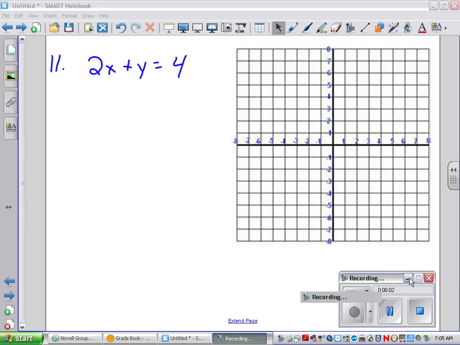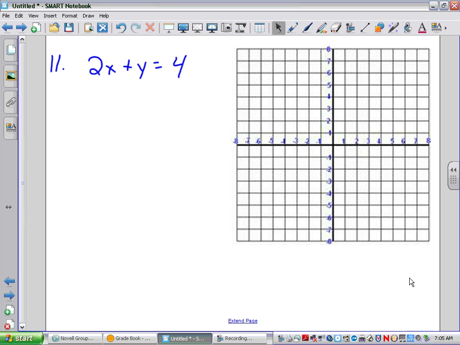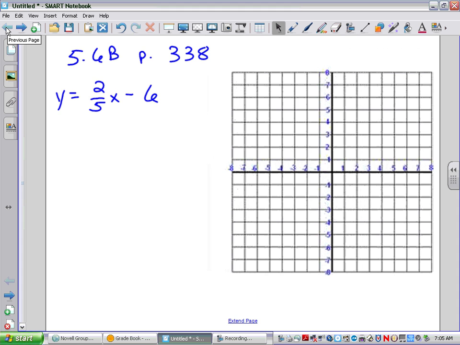All right, hello. We are ready for notes. Let me get to the right page here. 5.6b. I'm on page 338. I'm going to work out 3 problems for you. I'm going to start with number 9. Now let's read the directions here in the book.